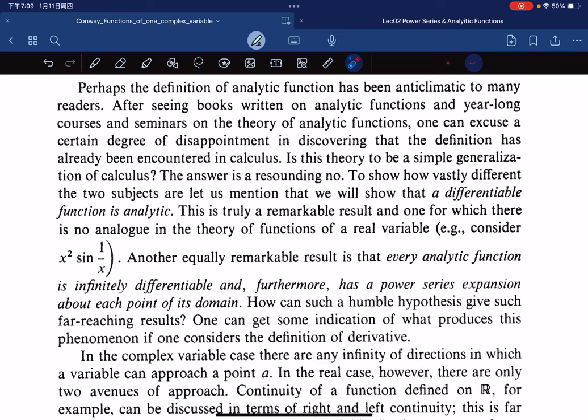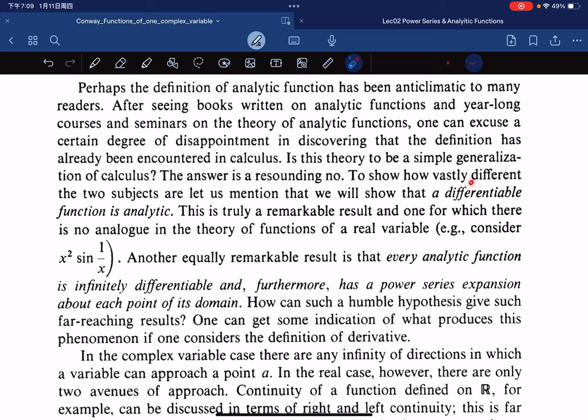So we will show that a differentiable function is analytic. If you're differentiable, then your derivative is automatically continuous. And this is a remarkable result, because a real function is not necessarily continuously differentiable. This is an exercise from real analysis that I'll skip for now. Another equally remarkable result is that differentiable means analytic, and an analytic function is infinitely differentiable, and it has a power series expansion about each point on its domain.